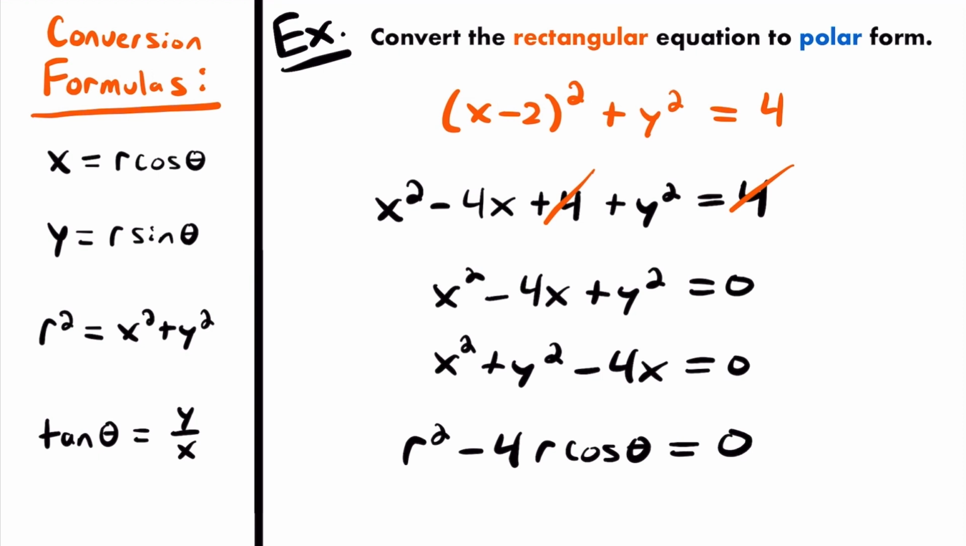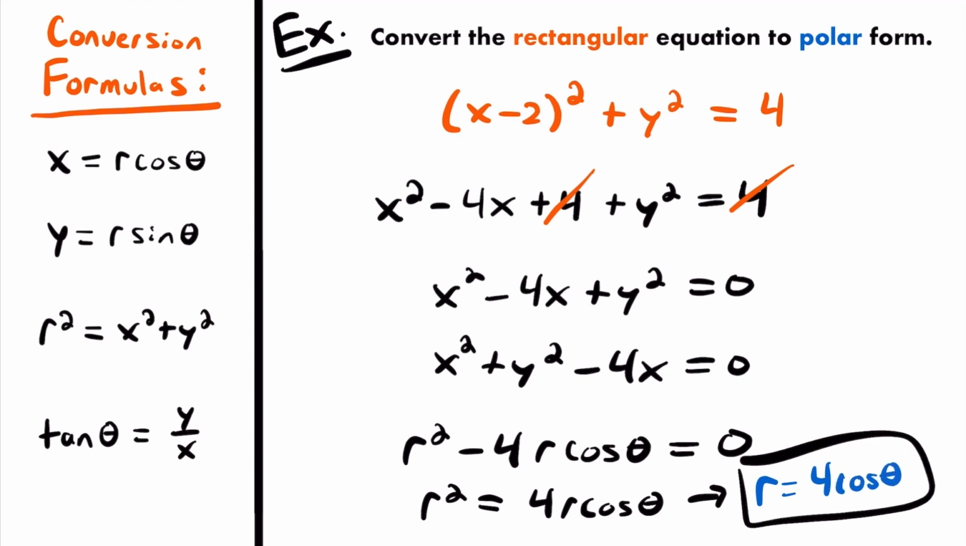Okay, now we're not done yet. We need to solve for r. So the first thing I'm going to do is add 4r cosine theta to both sides of the equation. And if we do that, we'll have r squared is equal to 4 times r cosine theta. And now we can divide both sides by r. And if we do that, we will get our final answer that the polar form of this equation is r is equal to 4 times cosine theta. That right there is the polar form of this rectangular equation.